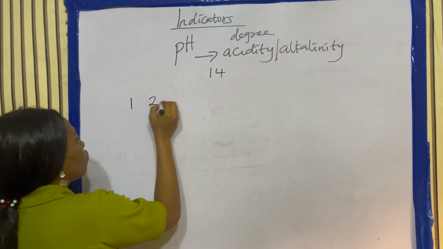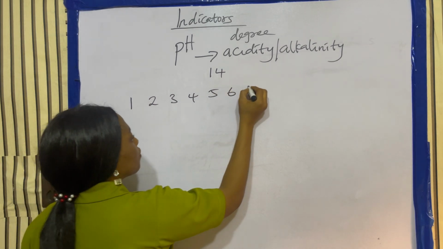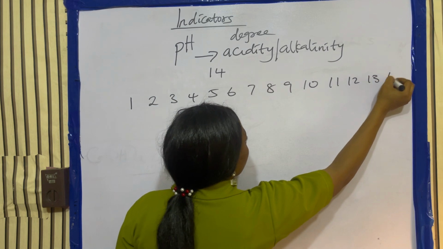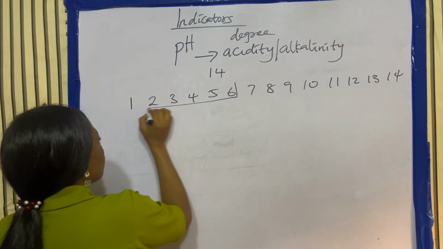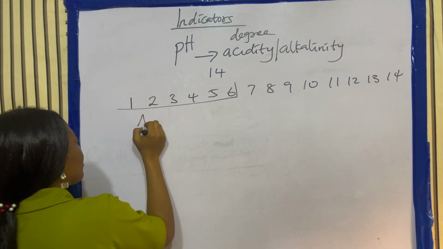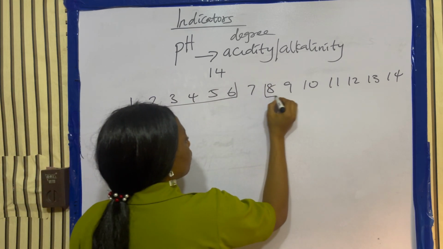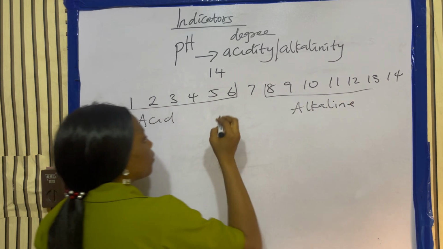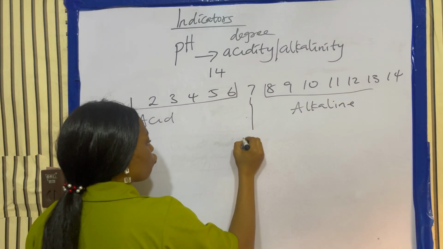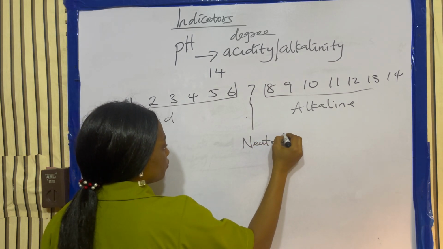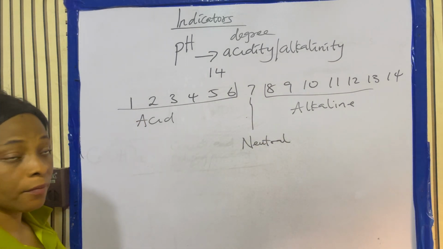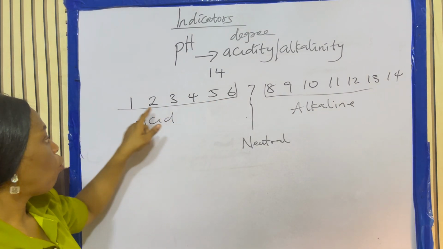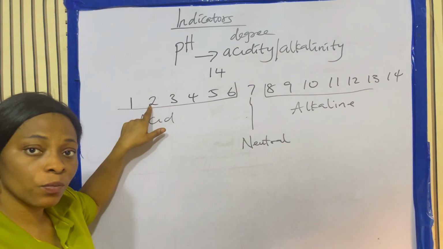So, from 1, 2, 3, 4, 5, 6, 7, 8, 9, 10, 11, 12, 13, and 14. So, from here to here is acidic. From here to here is alkaline. And here is neutral. Taken? However, between here to here, 1 is more acidic than 2.